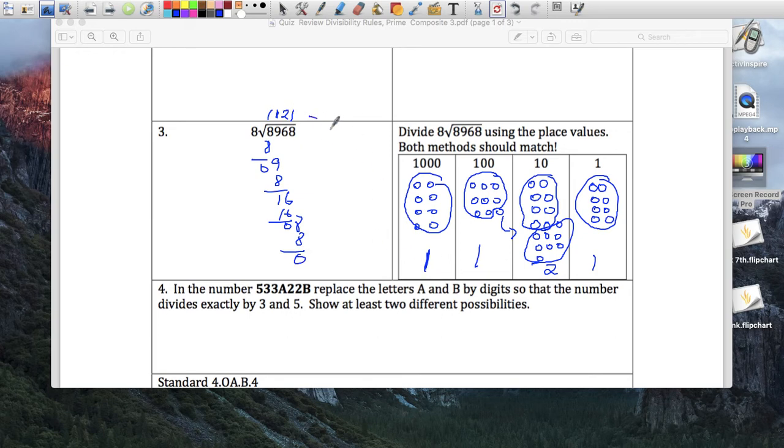And you notice that this and this are exactly the same. I like this. I know some of you had a little trouble, but it's a nice way of showing division.